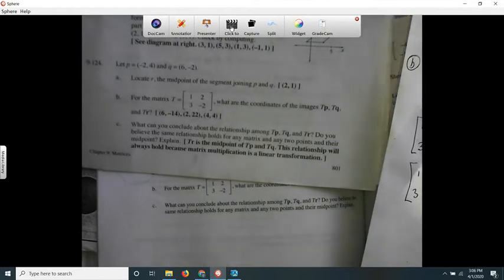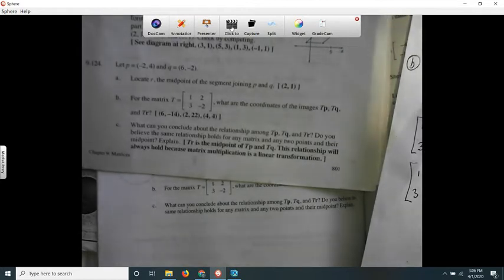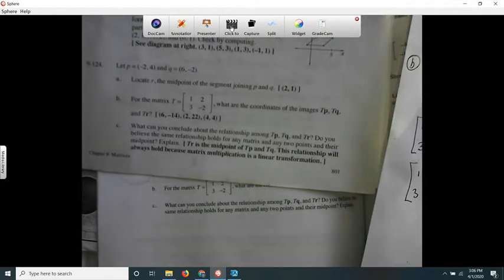And then it says, what can I conclude about the relationship? TR is going to be the midpoint of TP and TQ. This relationship always holds true because matrix multiplication is a linear transformation.